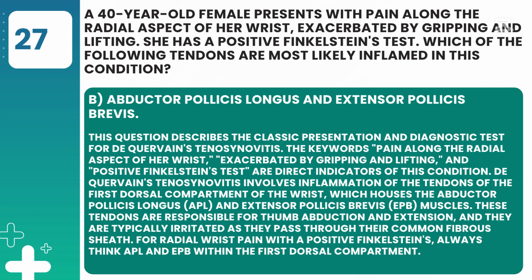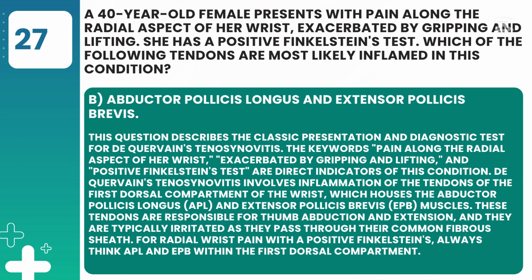Answer: B. Abductor pollicis longus and extensor pollicis brevis. This question describes the classic presentation and diagnostic test for de Quervain's tenosynovitis. The keywords pain along the radial aspect of her wrist, exacerbated by gripping and lifting, and positive Finkelstein's test are direct indicators of this condition.